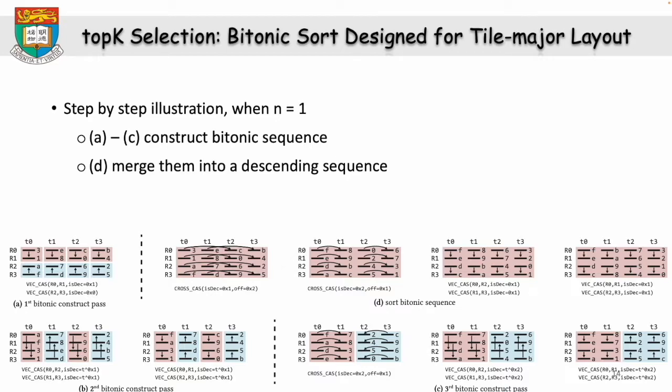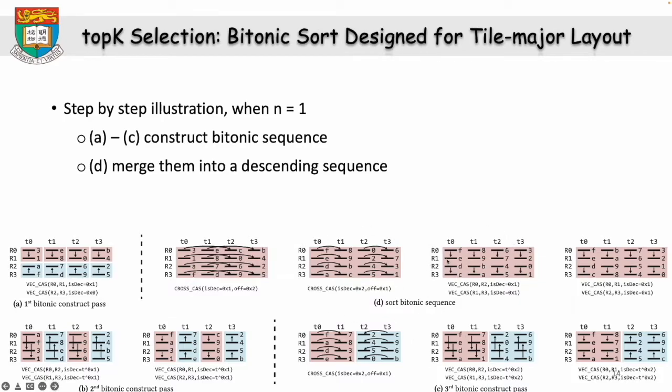4, step by step, where R is the register's name and T is the thread ID. For tail major layout, every 4 threads sort an independent sequence so that this figure only shows 4 threads, while the warp size of most NVIDIA GPU microarchitectures is 32. Figure A to figure C are the steps to construct the Bitonic sequence, and after building the final Bitonic sequence, the warp sorts the Bitonic sequence into a descending sequence, as shown in figure D.